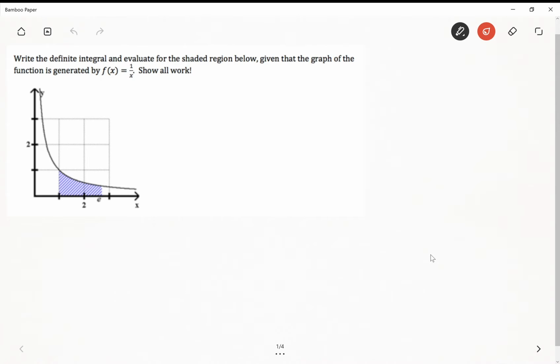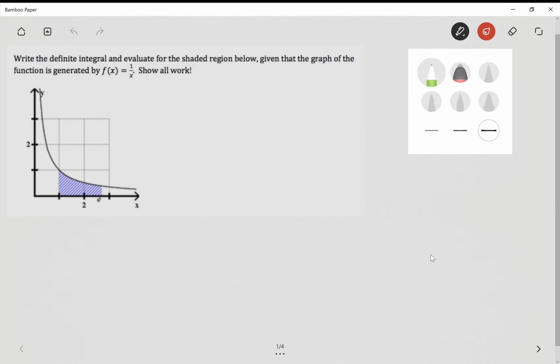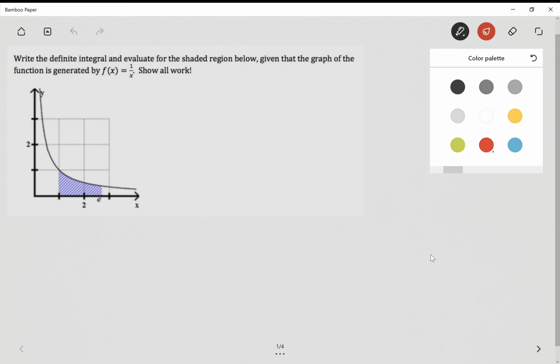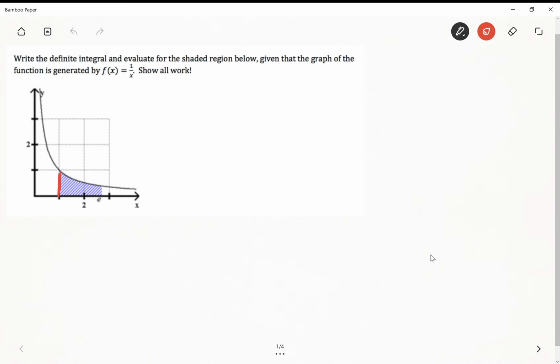Okay, so in this presentation, we're going to go over some examples of definite integrals. And in this first example, we're being asked to evaluate the definite integral to find the area of the shaded region. So we see that our shaded region starts at x equals 1 and goes to x equals e.